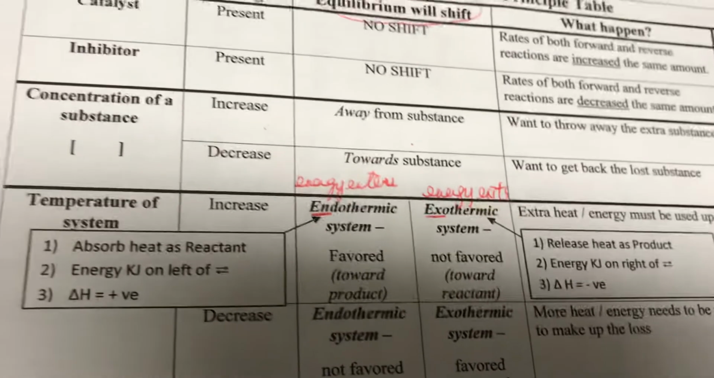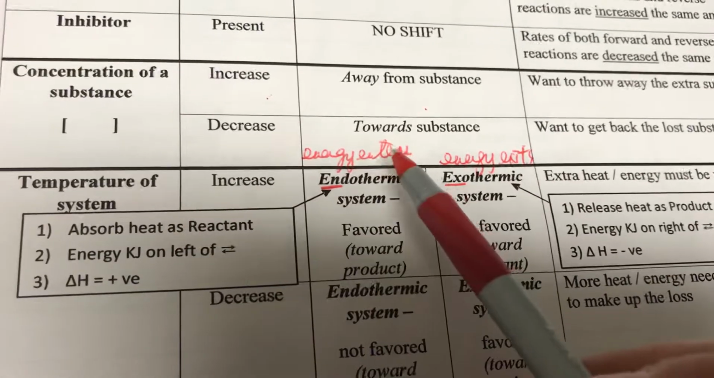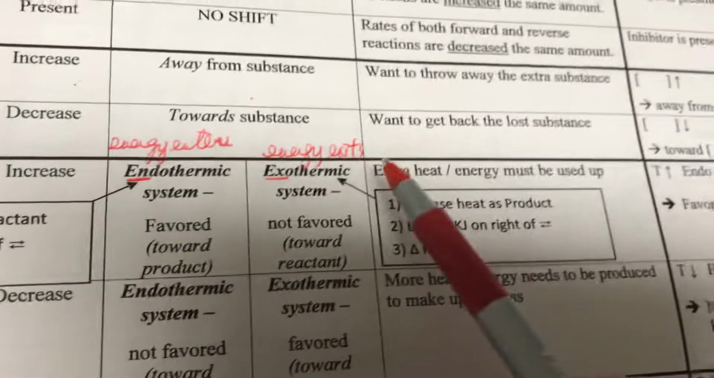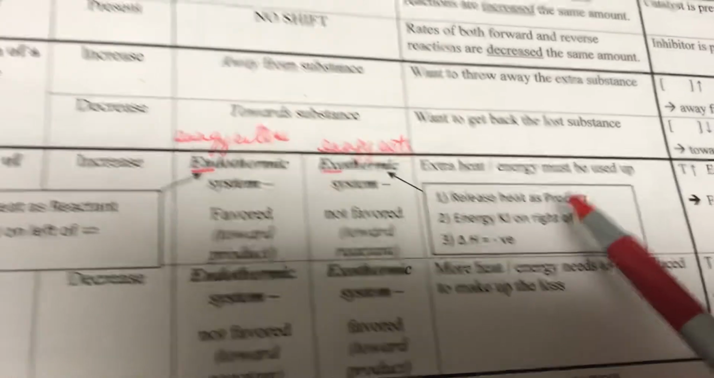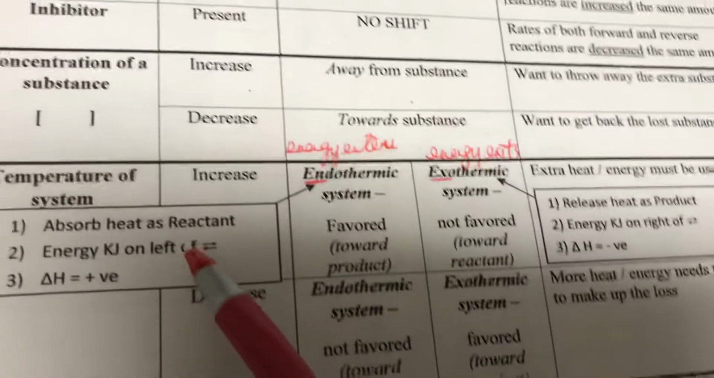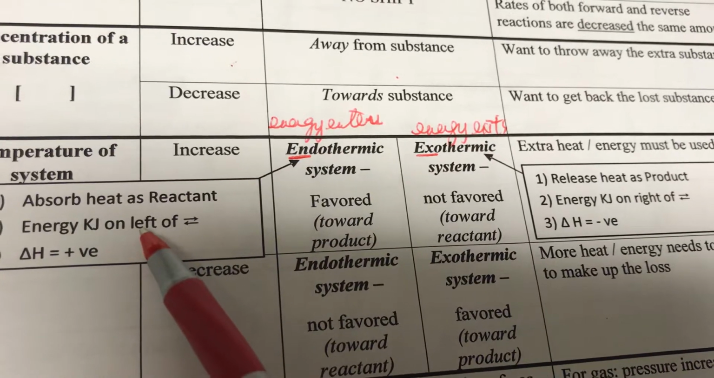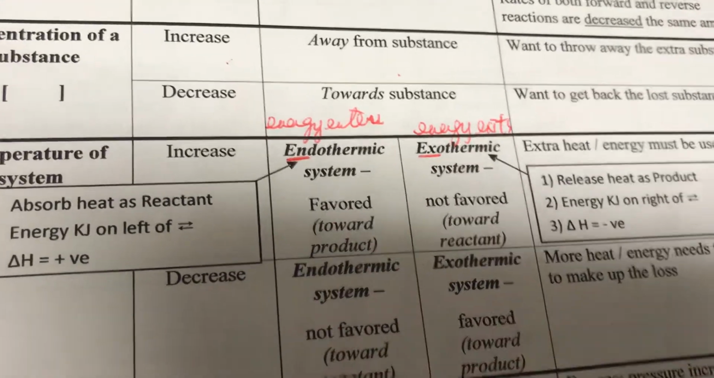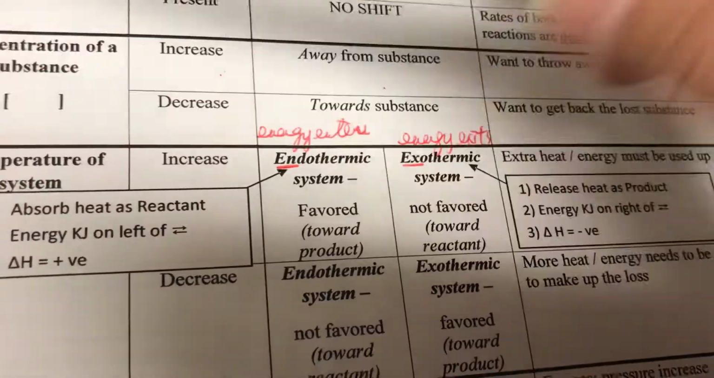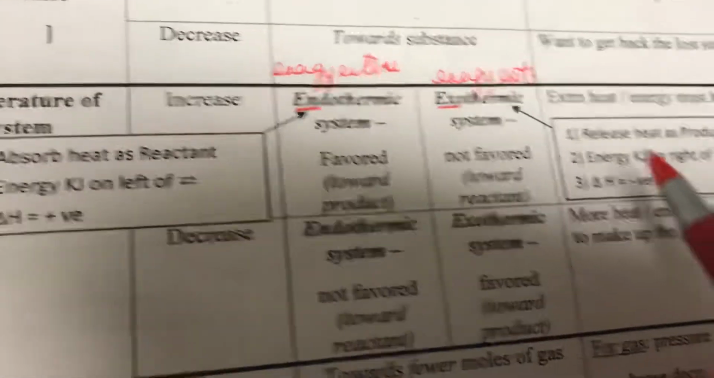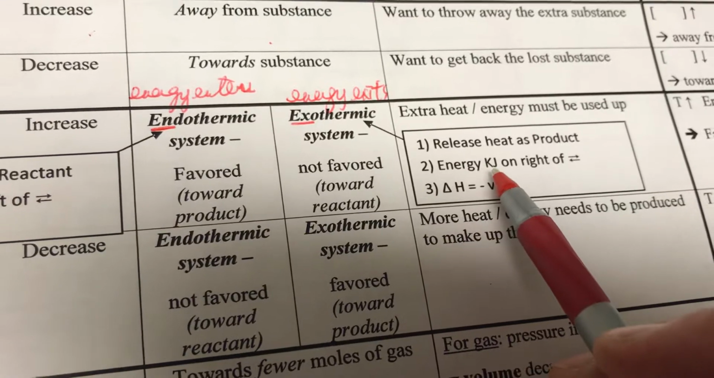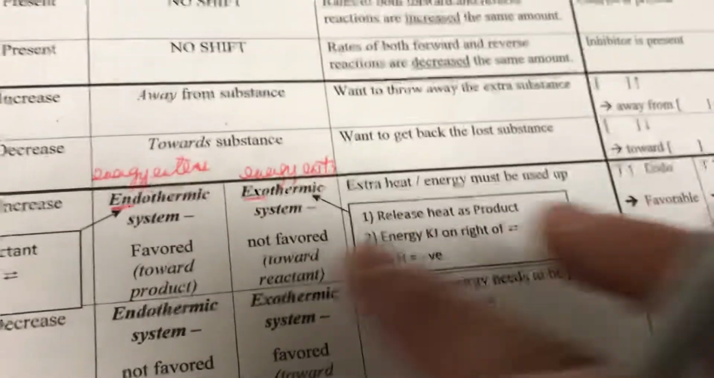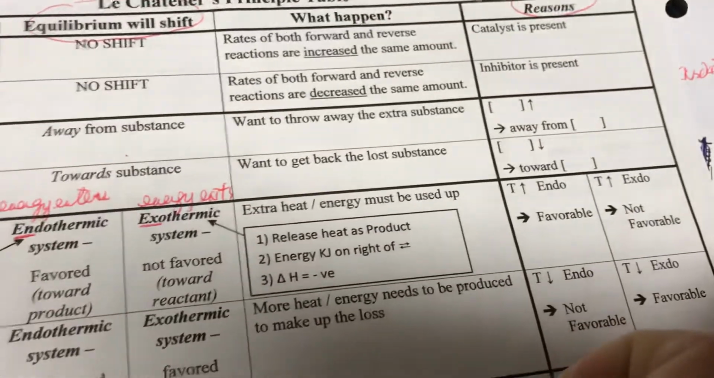Now there are three concepts for each system. Endothermic means you absorb heat as a reactant. And exo means you release heat as a product, because you're releasing heat out as a product. Number two, you will see kilojoules or energy on the left-hand side of the equilibrium because you take heat as a reactant. If it's exothermic, you will see energy, kilojoules, on the right-hand side of the equilibrium because you release energy as a product.